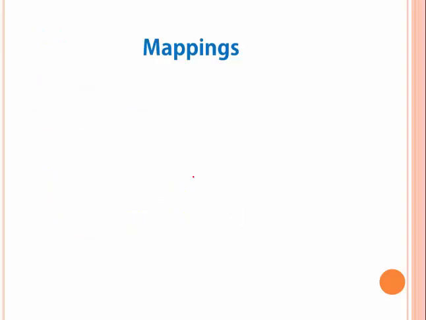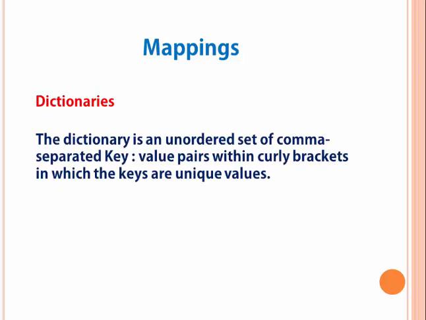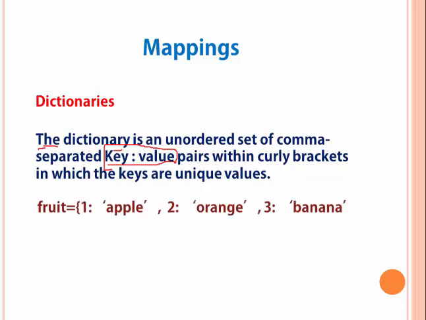Now next we are moving to the mappings. In mappings, only one data type was there, the dictionary, and these are also comma separated series, but a little different from tuples and lists. The dictionary is an unordered set of comma separated key value pairs. This is important: a key, a colon, and then the value. These are key value pairs within curly brackets or curly braces, in which the keys are unique values.